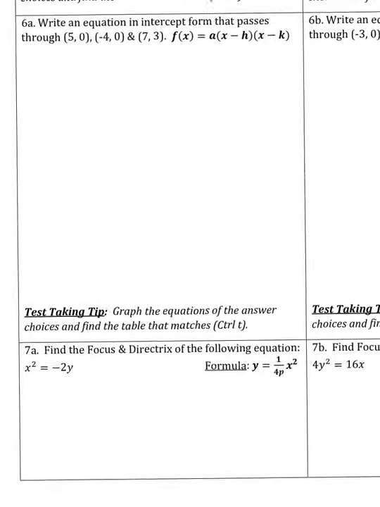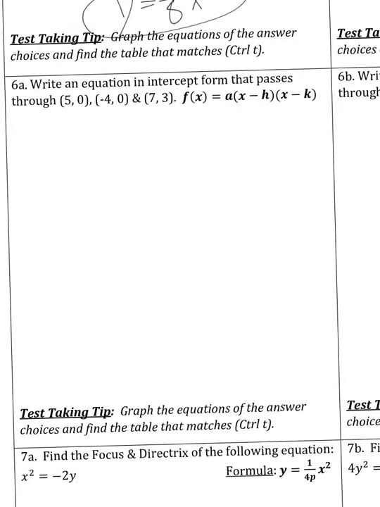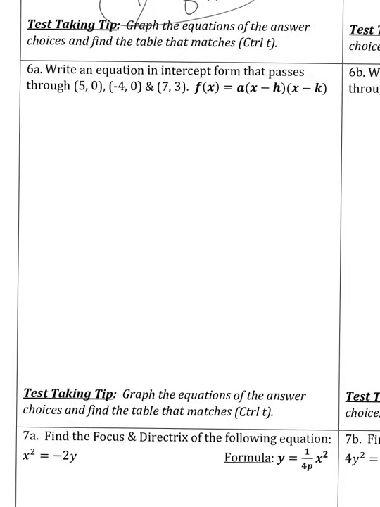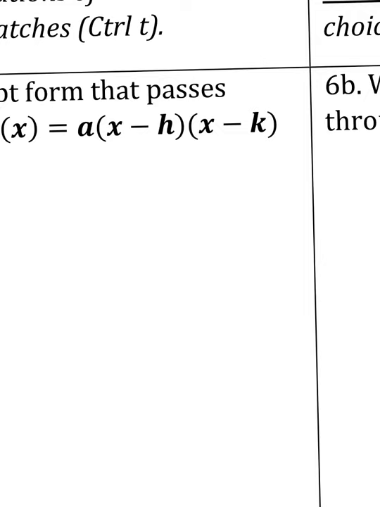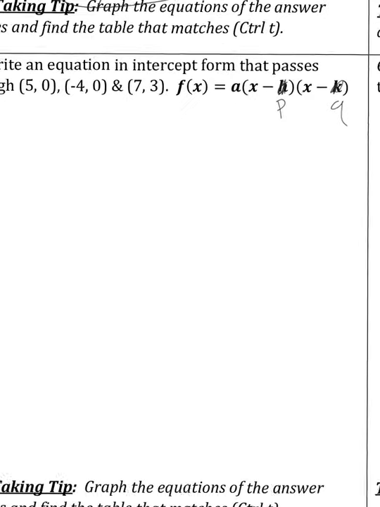6a, write the equation in intercept form. So this is one where you could graph all the answer choices and then press Control T and find these points in the table, and you know which one's the right answer. Oh, I wrote the wrong letters. This should say a, x minus p, and x minus q. So if you're one of my students, that should be corrected already.